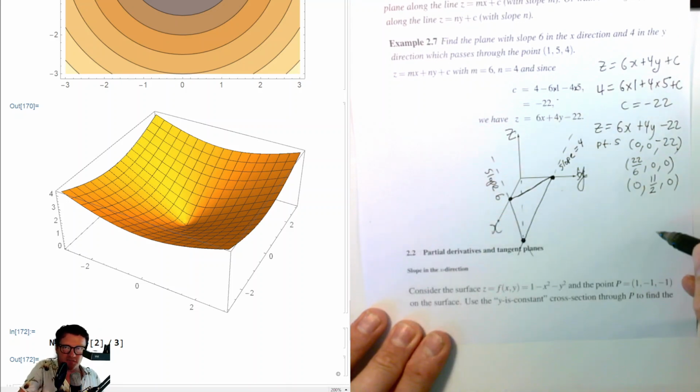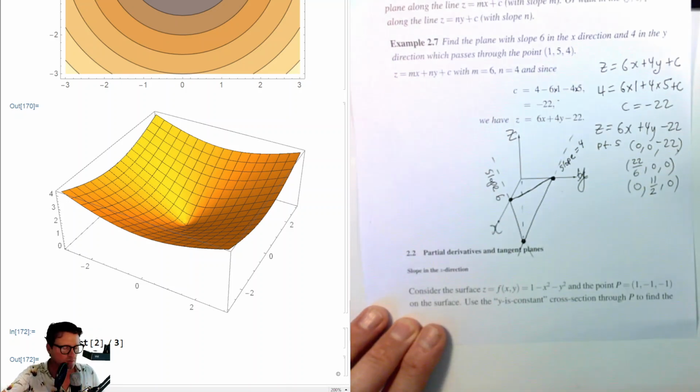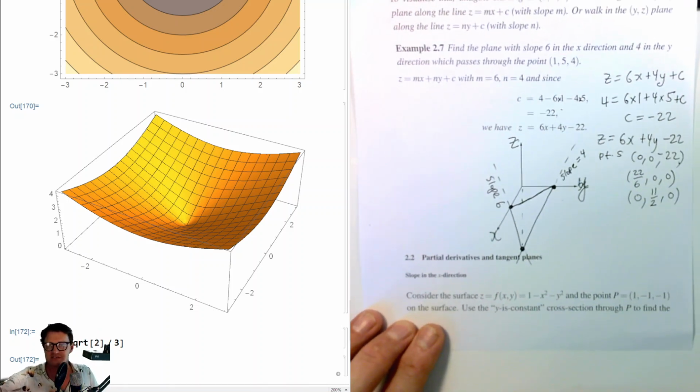Okay, and I'm going to stop right here for now and resume in another video where we'll talk about partial derivatives and tangent planes.